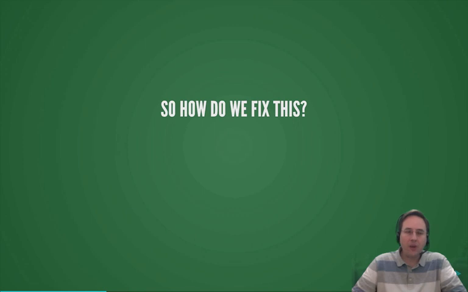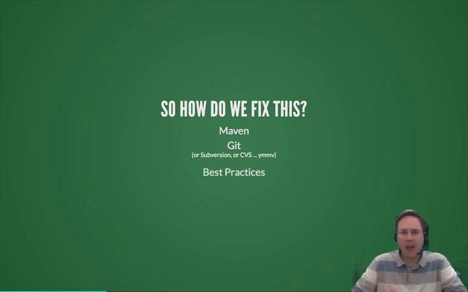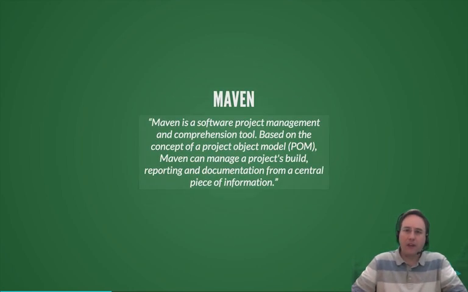So how do we go about fixing this? Well, we're going to use three things. We're going to use Maven, we're going to use Git or Subversion or CVS or Perforce, your mileage may vary, and we're going to use best practices. So what are these things?